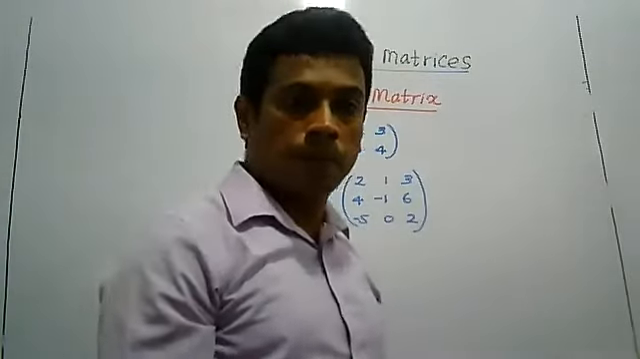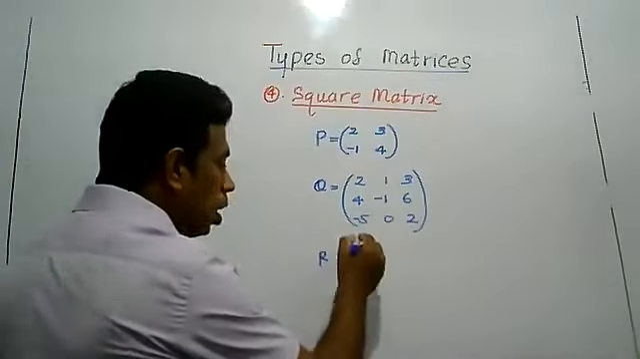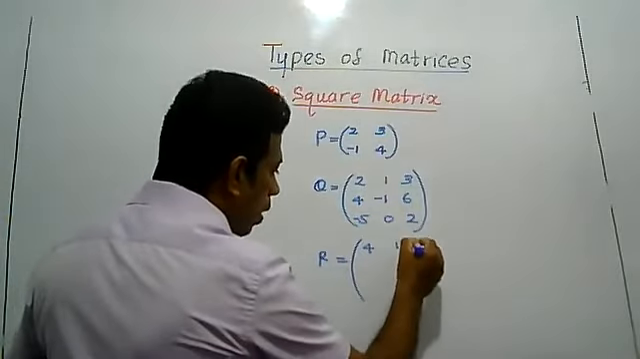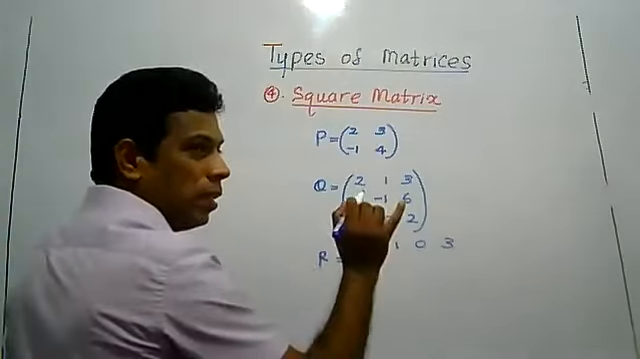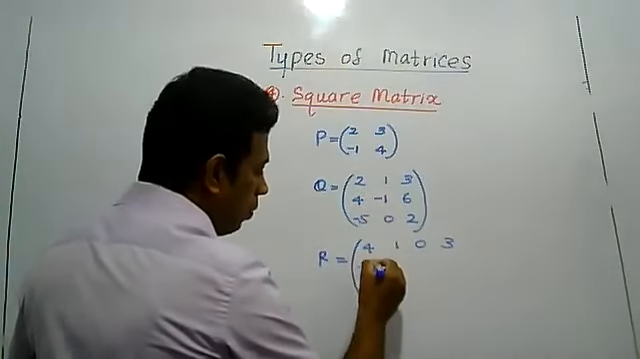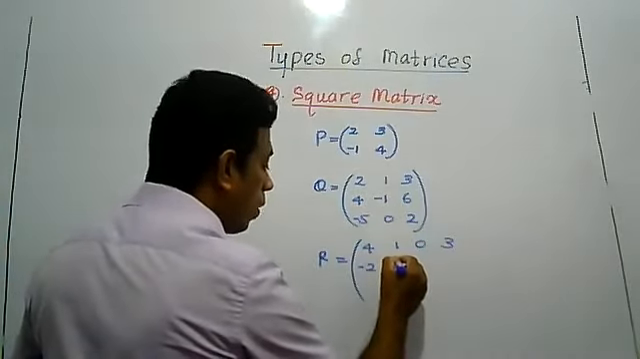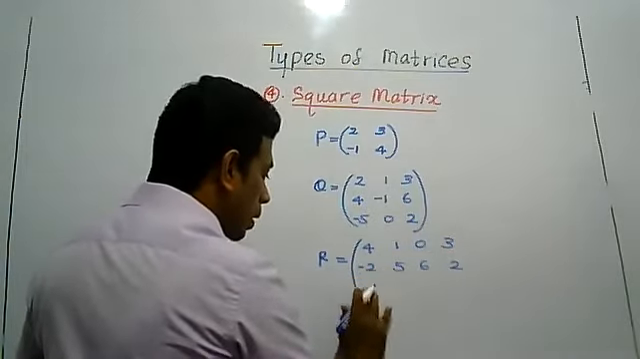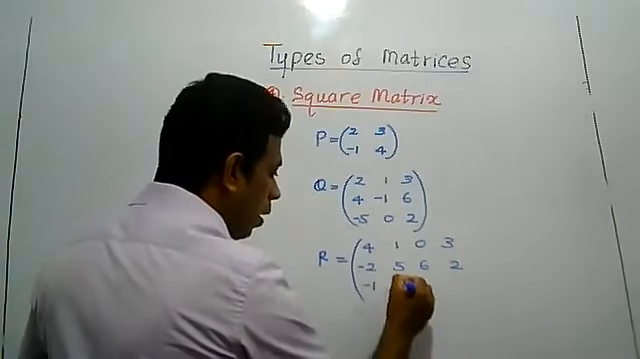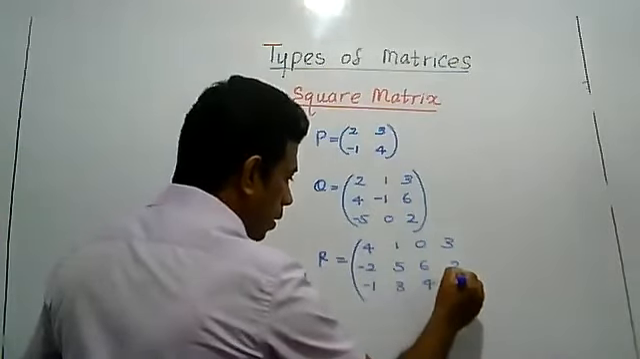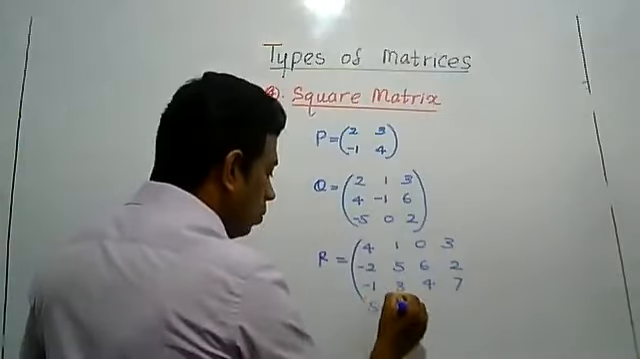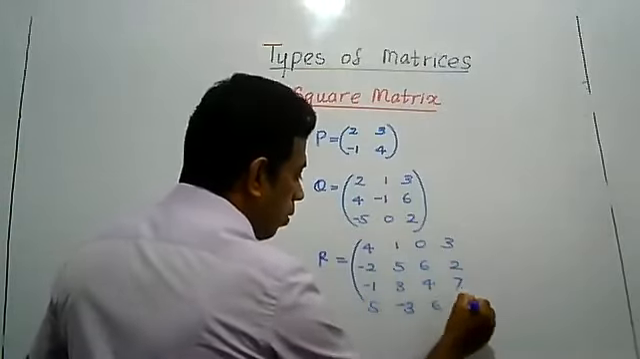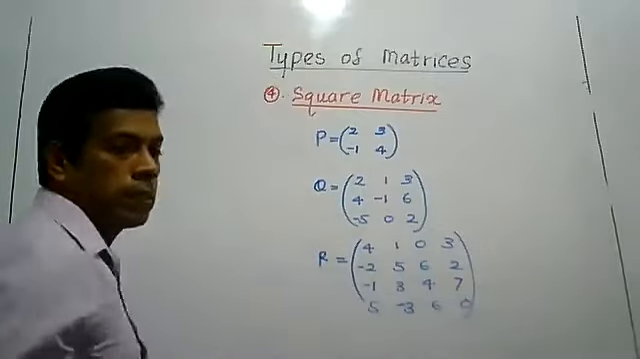Third one, R. Matrix R represents elements 4, 1, 0, 3, any numbers we want to write here without thinking about the value, write them: 5, 6, 2, minus 1, 3, 4, 7, 5, minus 6, 3, 6, 0. That is the fourth square matrix.